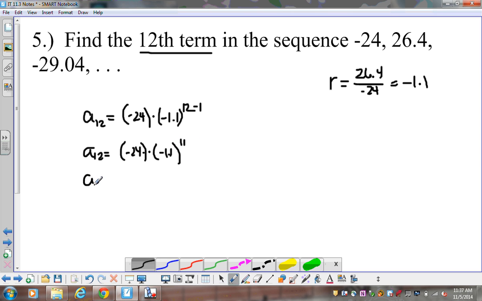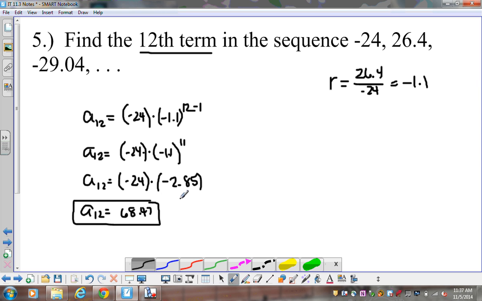All right? Now, when I take negative 1.1 and raise it to the 11th power, it comes out to be approximately negative 2.85. So negative 2.85 times negative 24 is going to give me my 12th term to be approximately 68.47. Cool. There you go. So my 12th term is approximately 68.47.